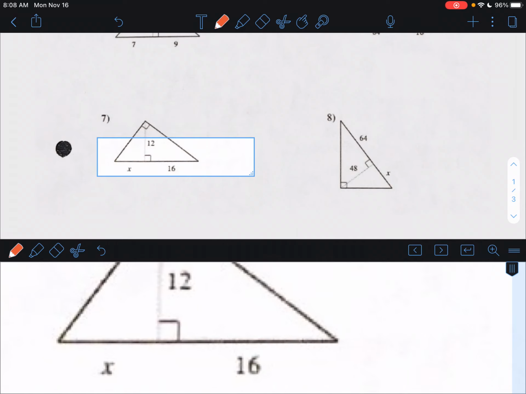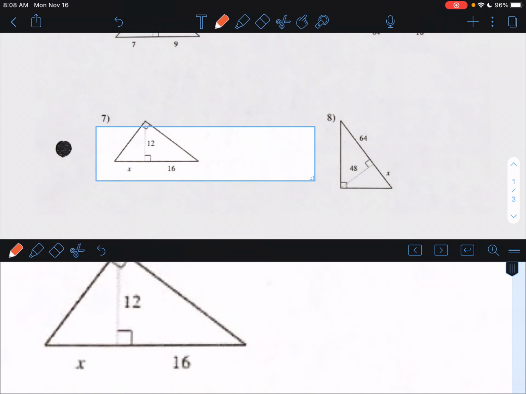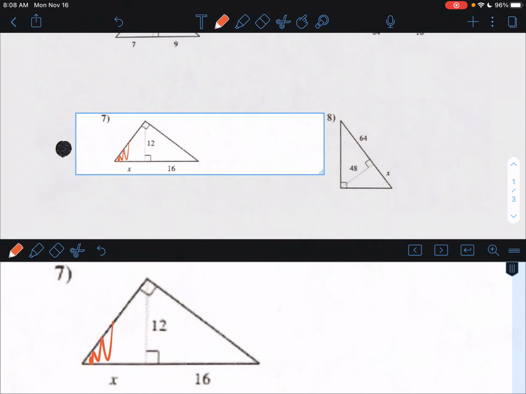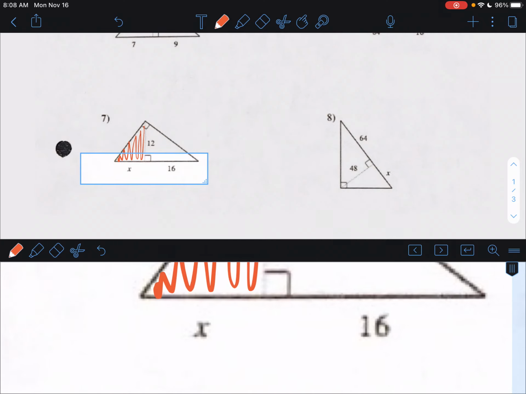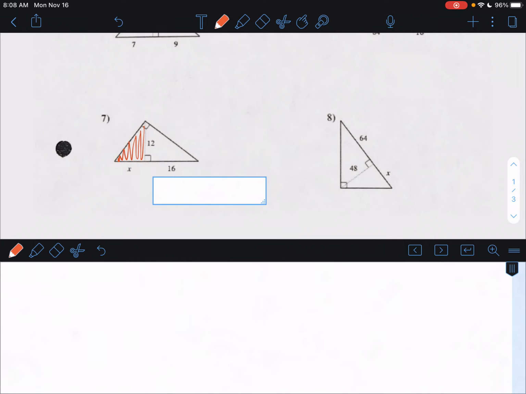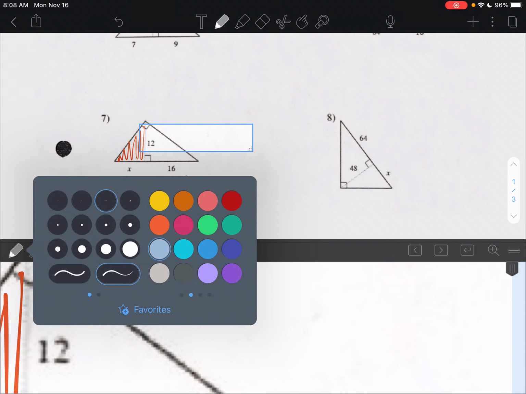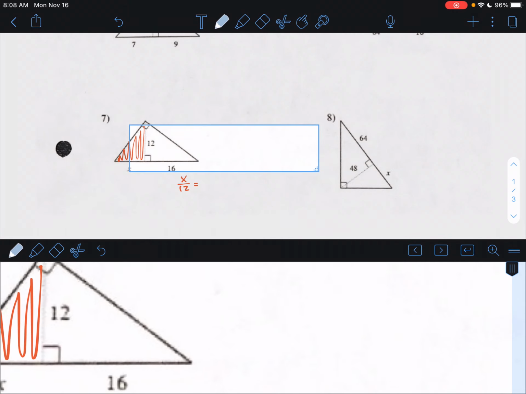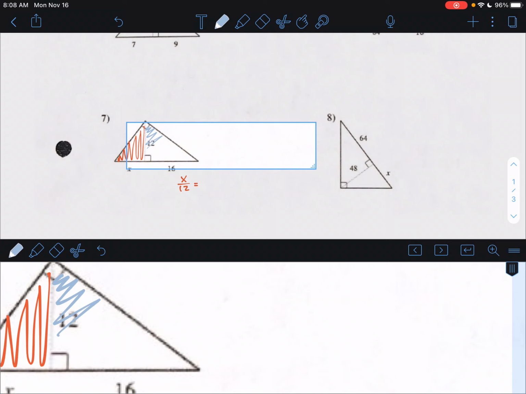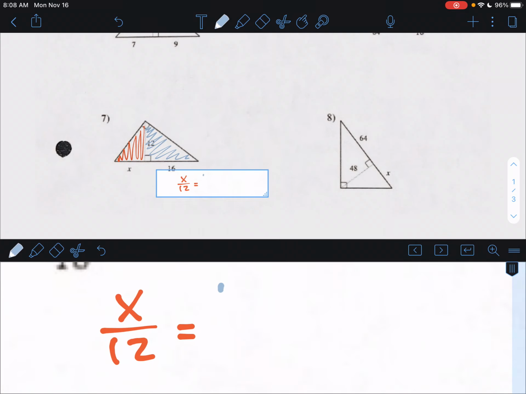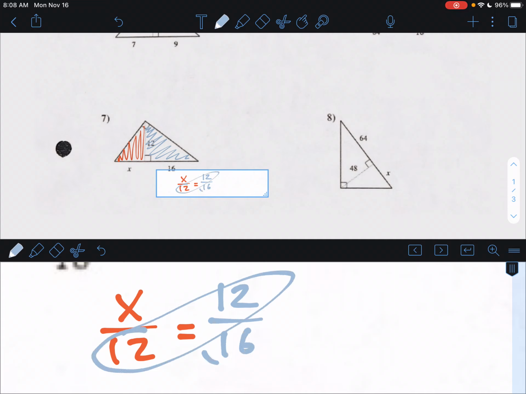so this one, we've seen some problems like this in the notes. I have my small triangle, the short leg of which is x, the long leg is 12. So x over 12 is going to equal my medium triangle, which the short leg of which is 12, the long leg is 16. So I do my cross multiplication.